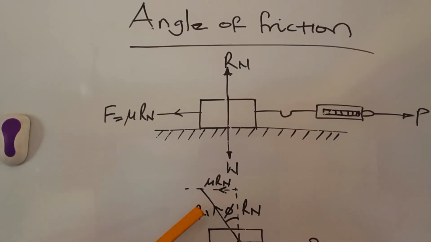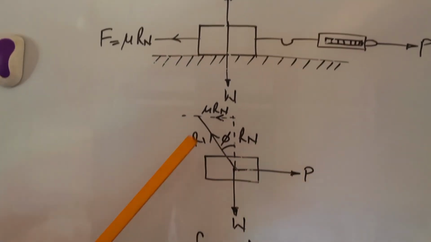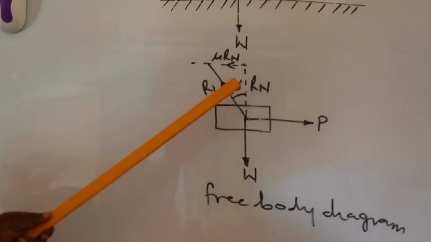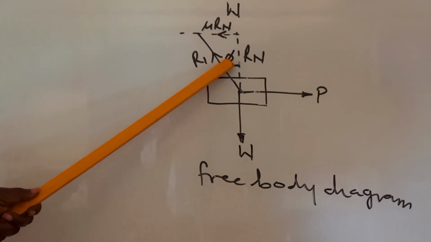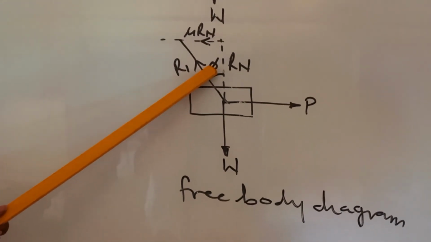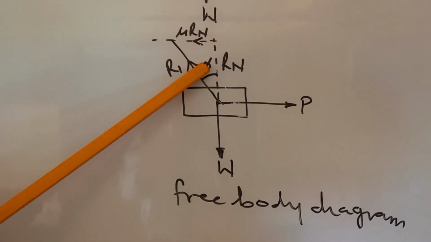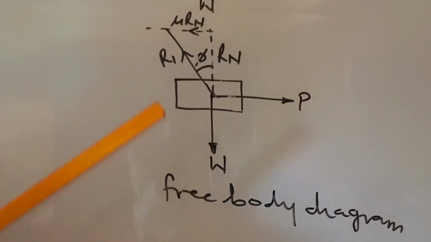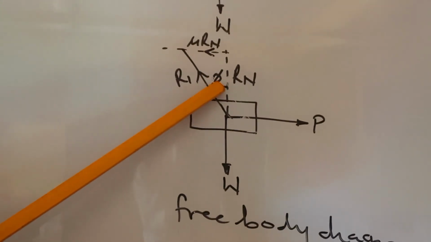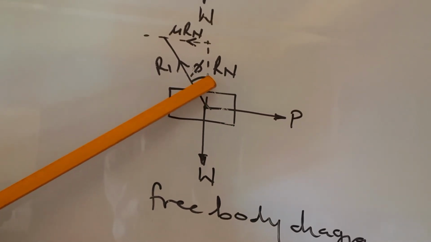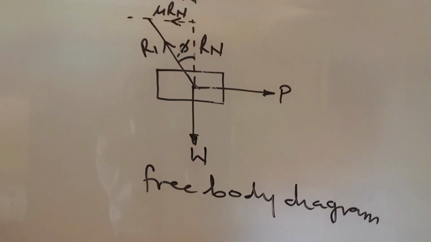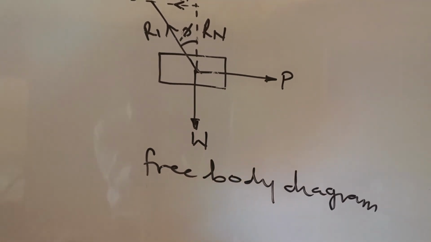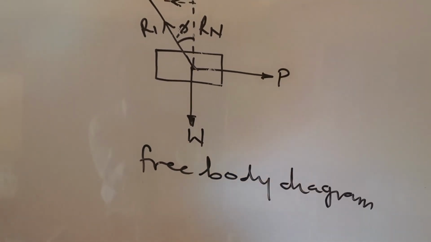The resultant R1 is inclined at an angle phi, pronounced phi, inclined in a direction away from the direction of sliding. The angle phi is known as the angle of friction.